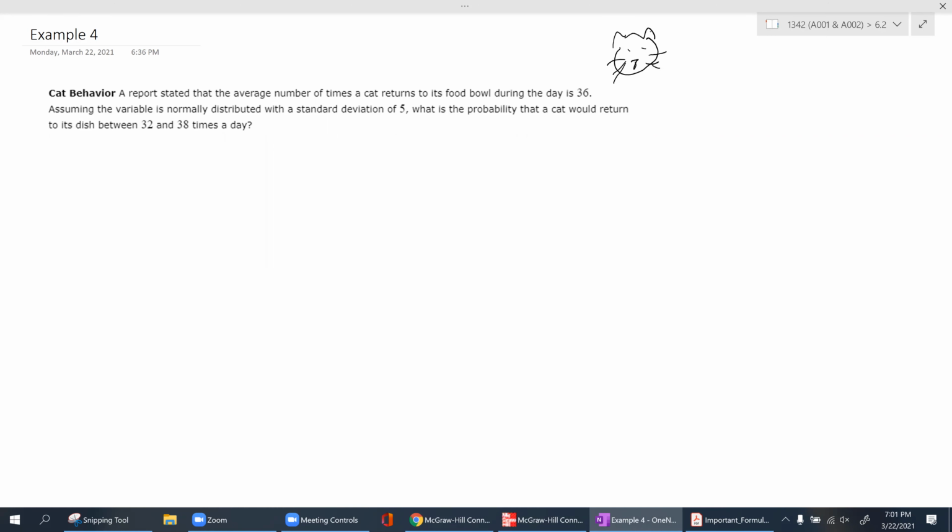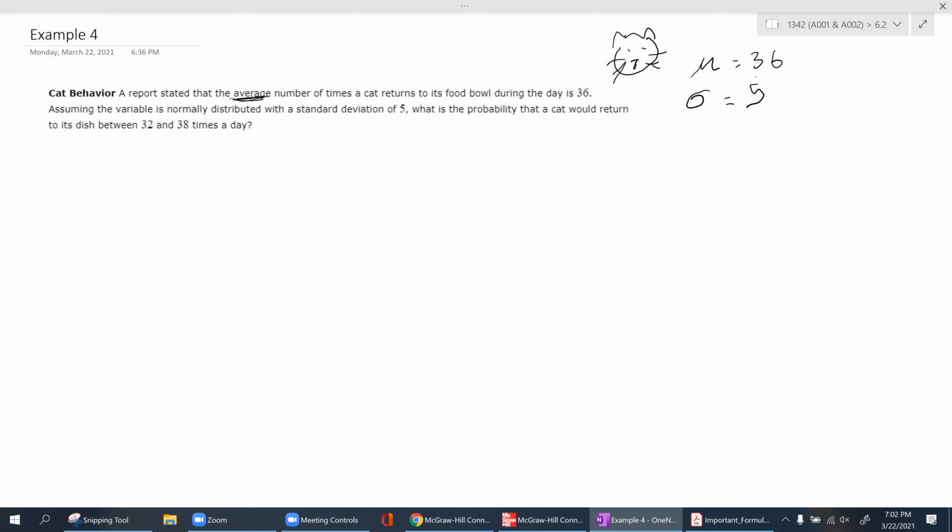A report stated the average number of times a cat returns to his food bowl during the day is 36. The word there was kind of lost in the very beginning. This is average, 36. Assuming that the variable is normally distributed, my standard deviation is 5. What is the probability that a cat will return to its dish between 32 and 38 times a day?